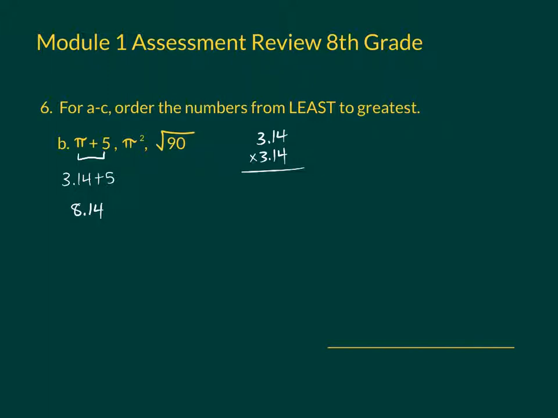So for right now, let's just estimate that it's going to be 3 times 3. So we'll say it's about 9. We know it's 9 point something, but until we need more information, that's going to be a good enough estimate. The square root of 90, we know our perfect squares that it's between are 100 and 81. So we know that's 10 units from 100, and it's 9 units from 81.